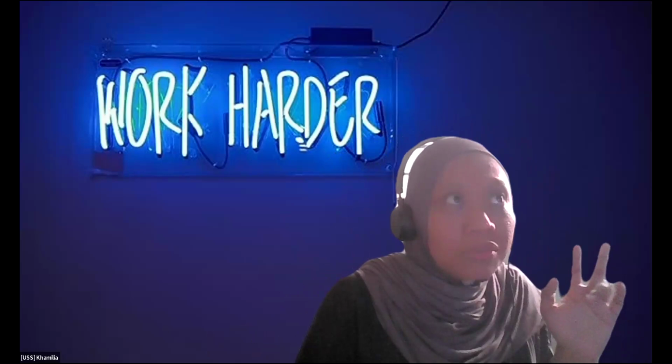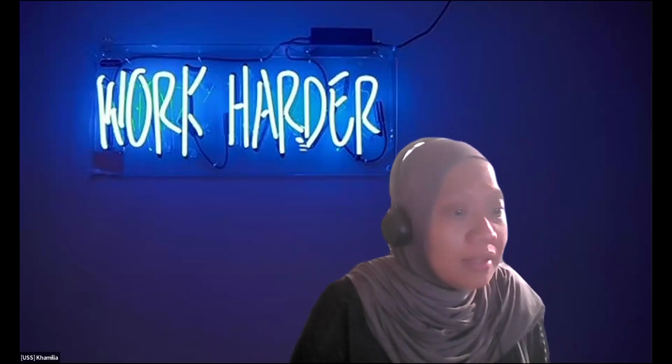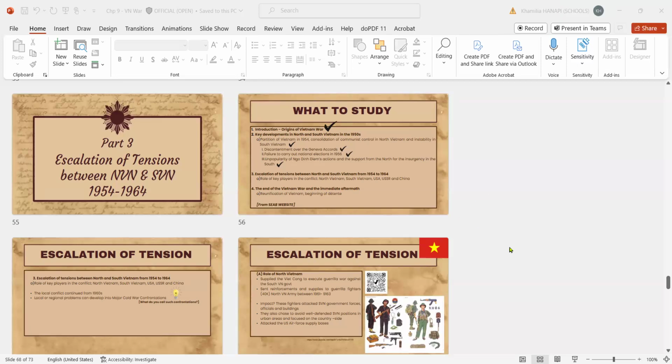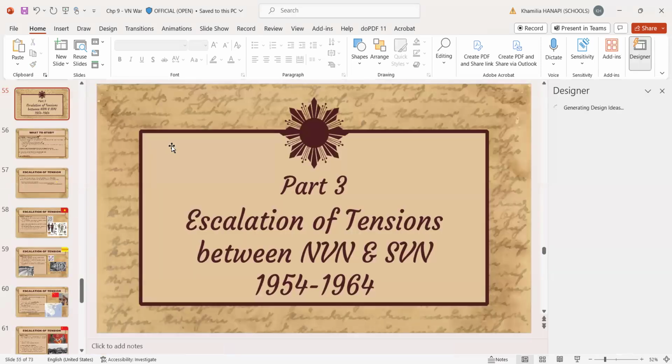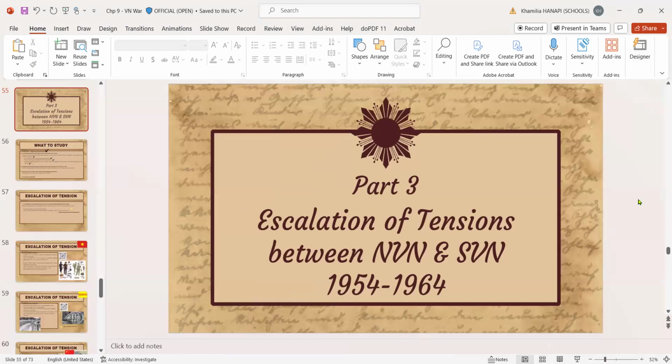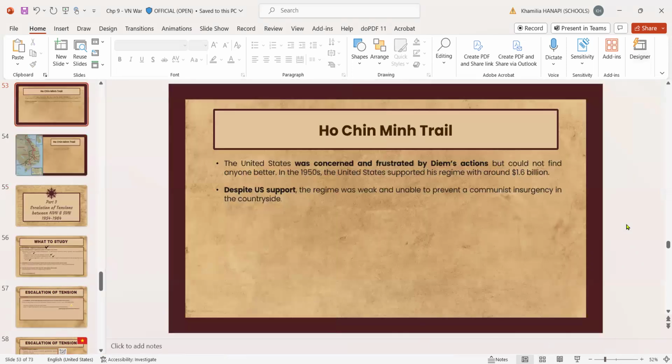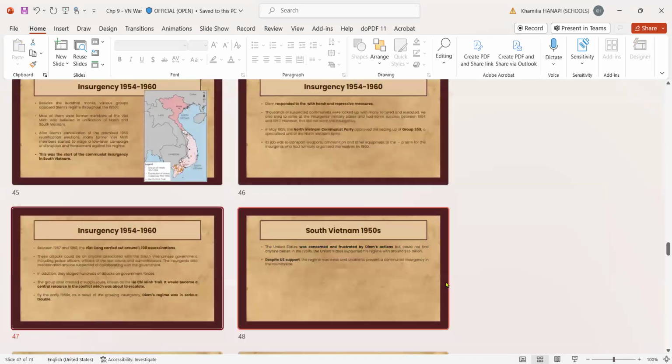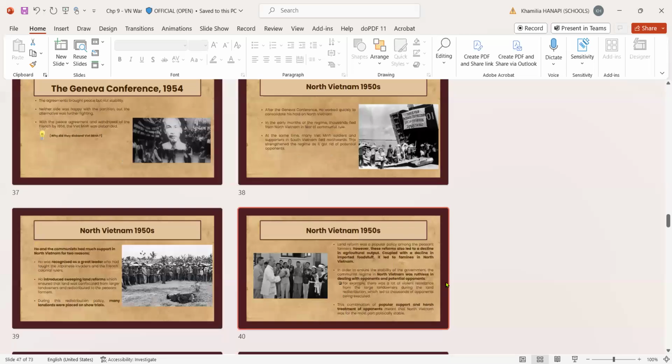All right, so I'm going to share the screen. Please refer to this set of notes. I am looking at part 3, and I'm going to make the screen a bit bigger. So where are we specifically? We are looking at what we call the escalation of tension between North Vietnam as well as South Vietnam. If we backtrack and look at what we were doing, we were looking at why the war became more complicated. That was the last thing that we did.